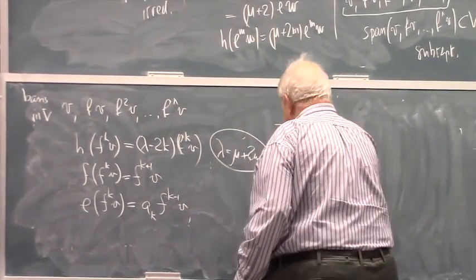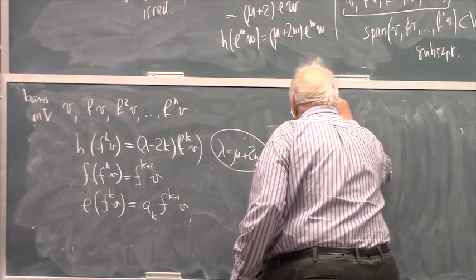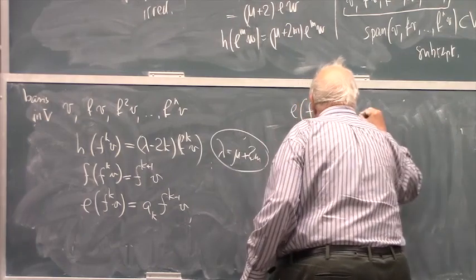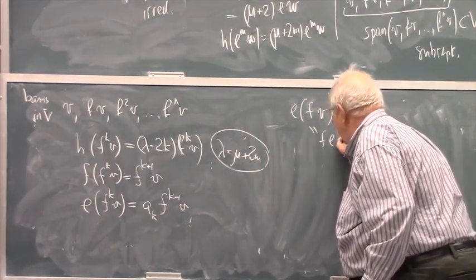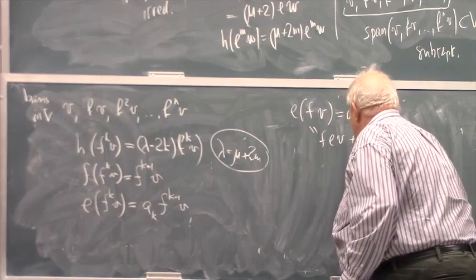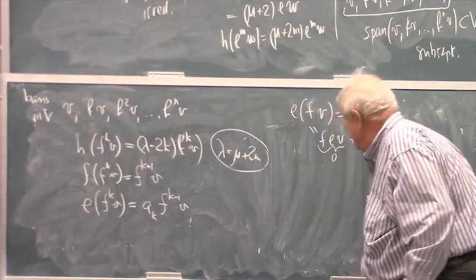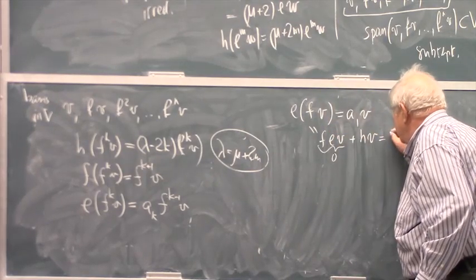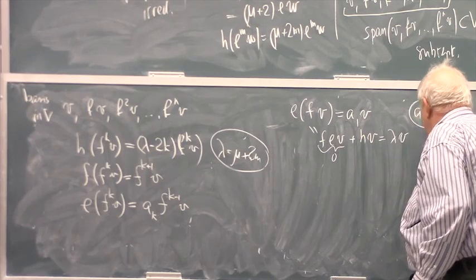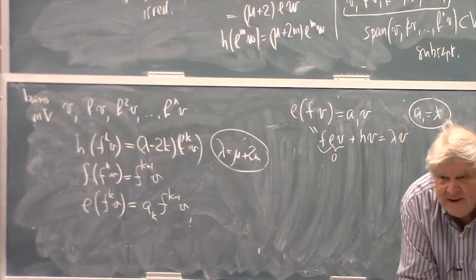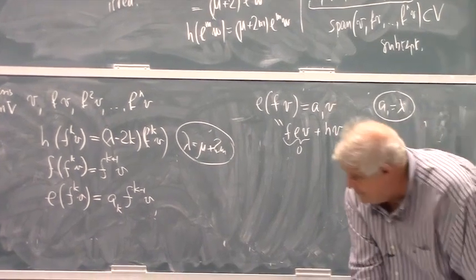Let me begin with A1. So E F V is A1 V, right? But also this is F E V plus H V. This is 0 because E V is 0. This is lambda V. So A1 is lambda, right? Now next thing.